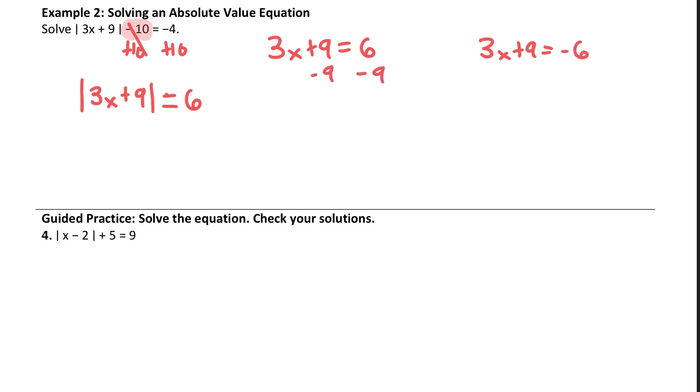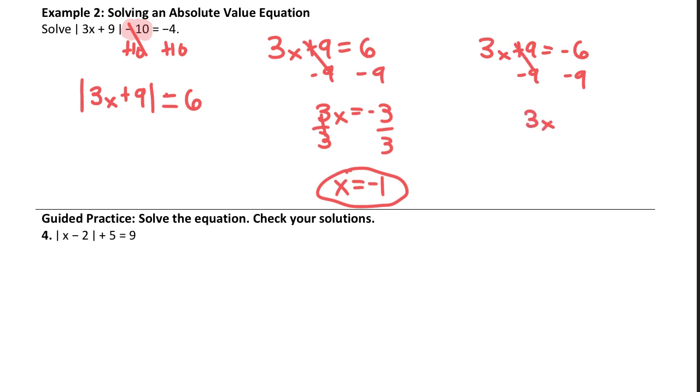So when I solve this first equation, I subtract 9. 3x equals negative 3. I divide both sides by 3. One of my solutions is x is negative 1. My other solution, I subtract 9. 3x equals negative 15. I divide by 3. X could also be negative 5. So it has two solutions.